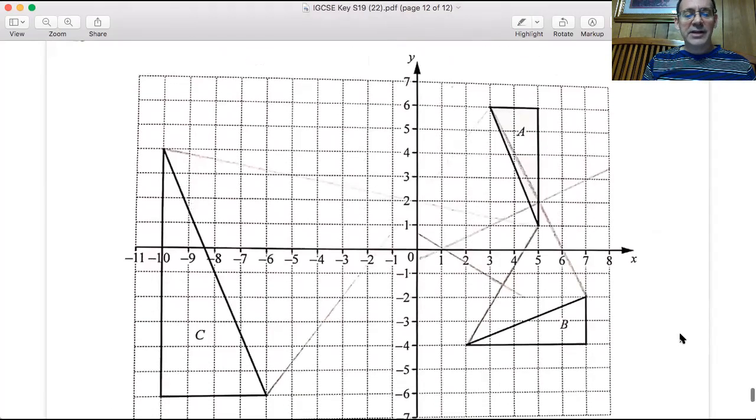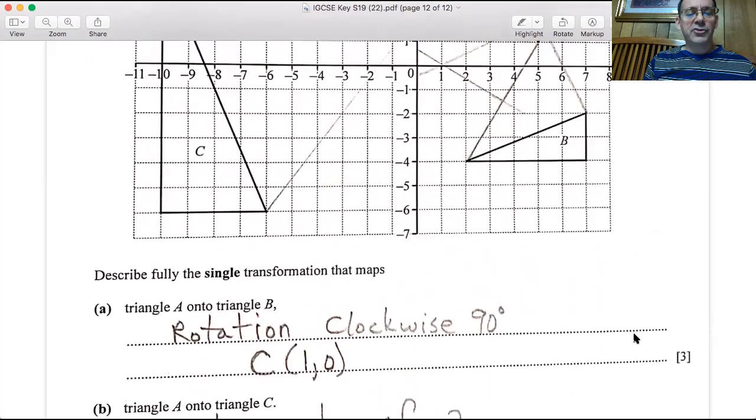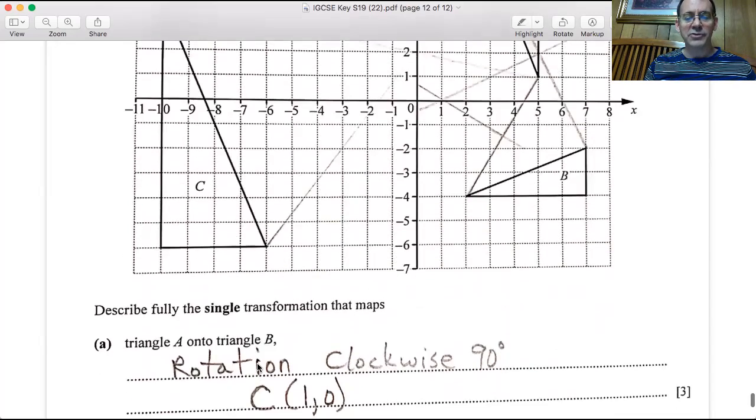Okay, here we have a transformation. So the first one says, describe fully the single transformation that maps triangle A onto B. So A onto B, notice that it rotates. We can see that the shape changes direction. So this is going to be a rotation of 90 degrees clockwise. Okay, so 90 degrees clockwise. And we need to find the center point. So notice rotation, clockwise 90 degrees. We need to find the center.